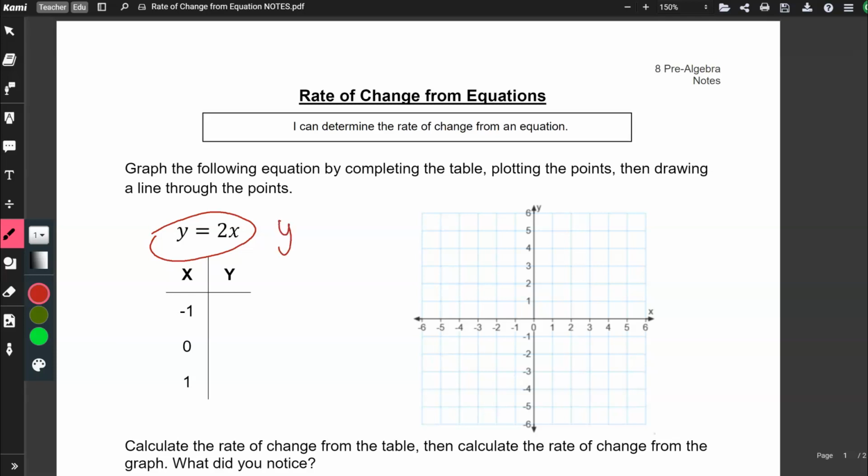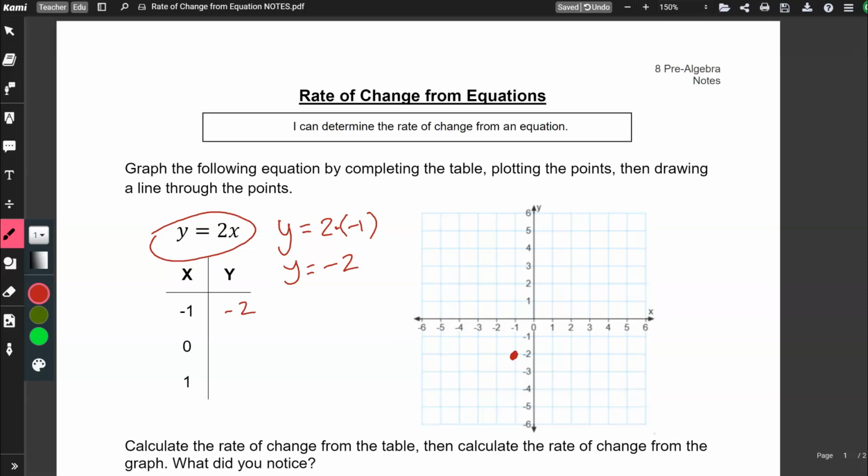So I'm going to go ahead and write out this first one. y is equal to 2 times -1. That's my first answer here that I'm looking for in terms of my ordered pair. So my x is -1. My y is going to be equal to whatever 2 times -1 is, and so that would be -2. So I've got a point at (-1, -2) on my graph right here.